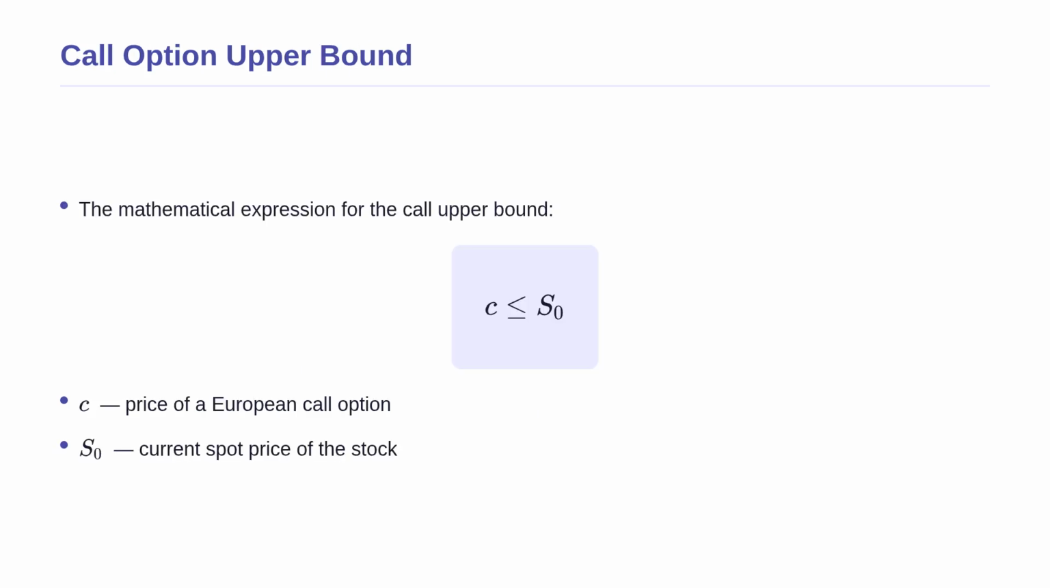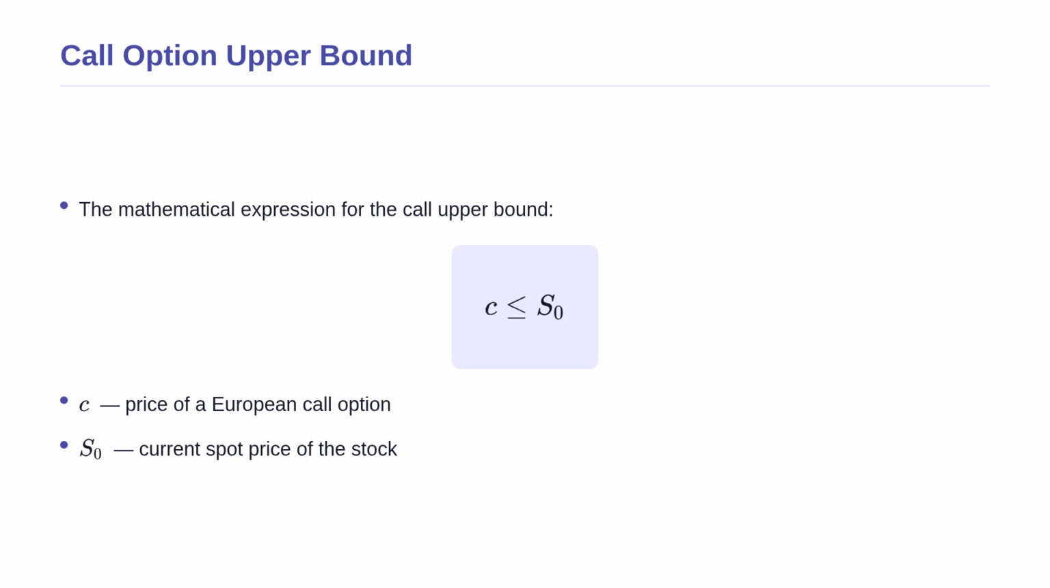This logical ceiling we just discussed can be written as a very simple mathematical formula. The formula states that C must be less than or equal to S0. Let us break down these symbols. The letter C represents the price of a European call option. Remember, a European option can only be exercised on its exact expiration date. The symbol S0 represents the current spot price, which is simply the price of the stock today in the market.